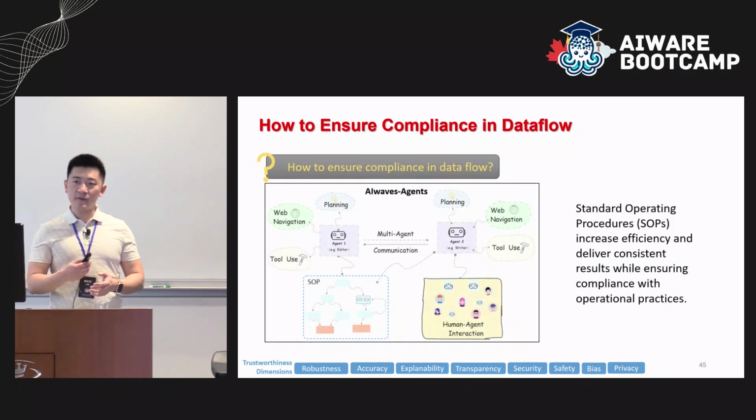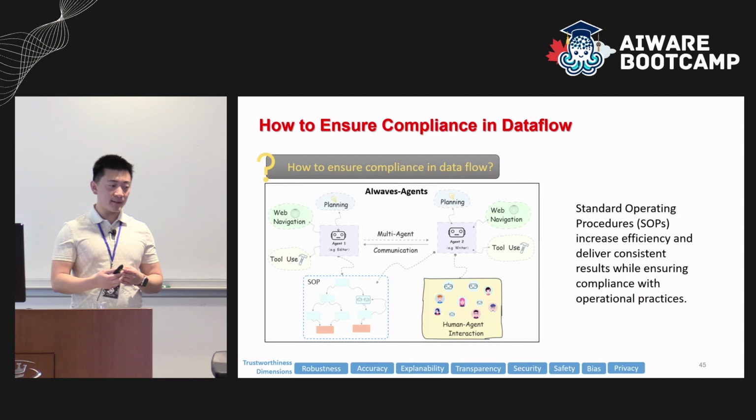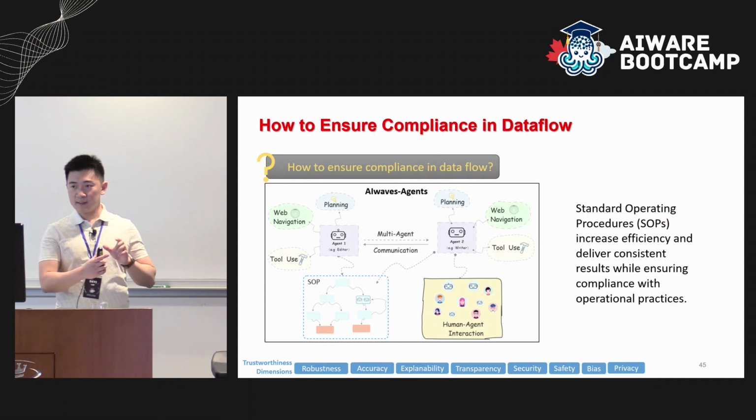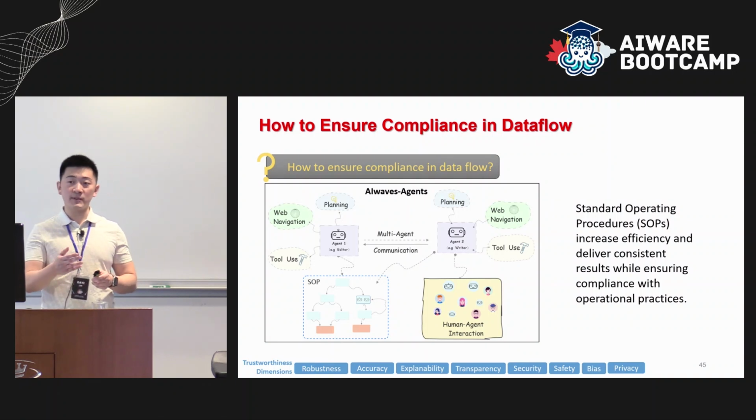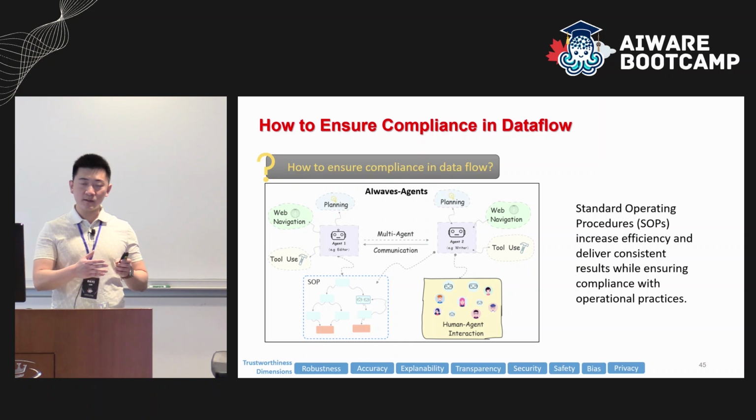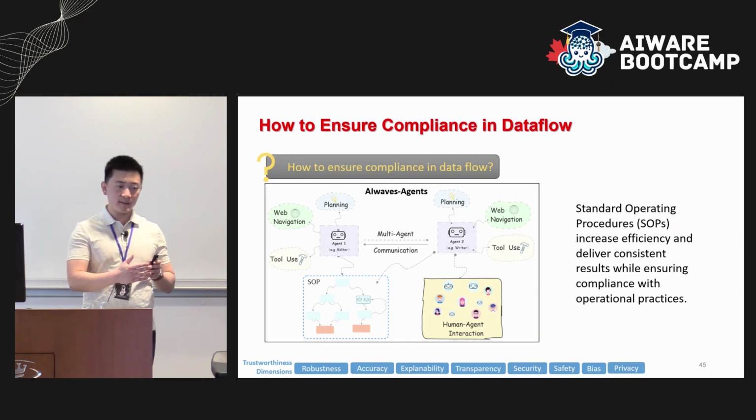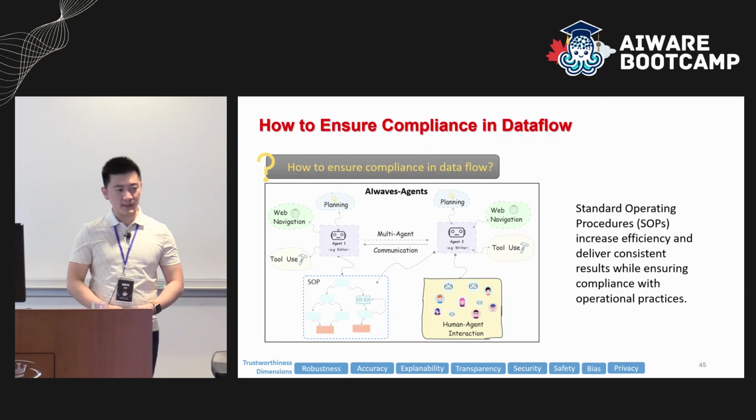That's when we will see frameworks like AIware agent, etc., that build SOP control into the system, where they try to use standard operating procedures to solve certain tasks, to limit the behavior of agents so that it doesn't do a lot of out-of-bound behavior and reduces the compliance risk of the system.